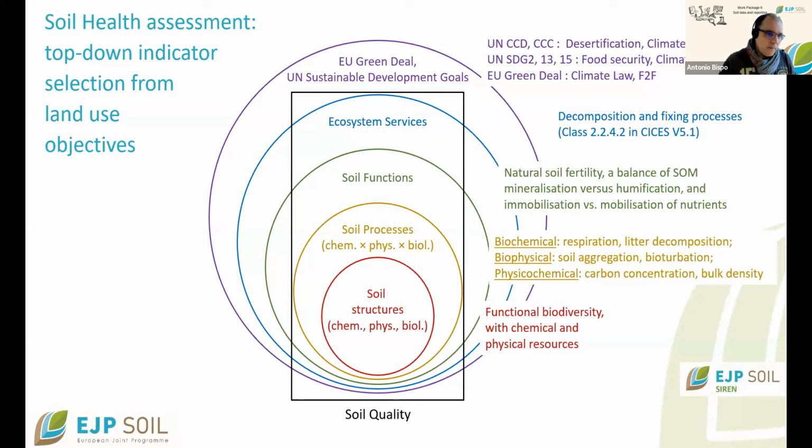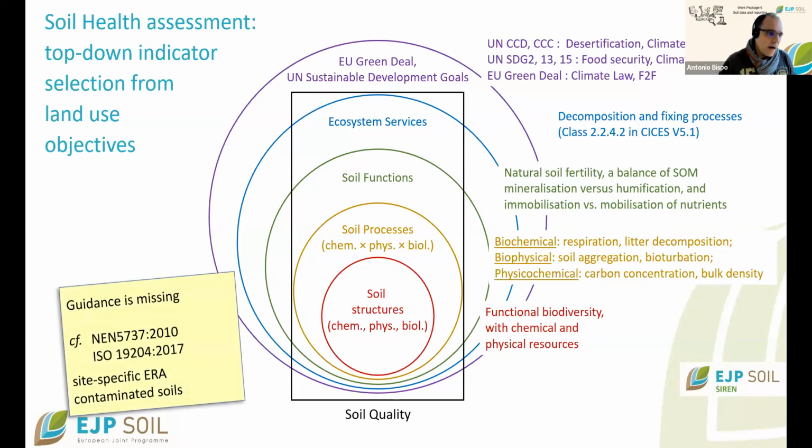And while thinking about that way of selecting indicators, we came to the conclusion that a guidance is missing to help us to do that. Whereas there is a guidance, for example, an ISO document, a guidance to select indicators for ecological risk assessment. But there's now an ISO working group on that work that is currently trying to draft that guidance.